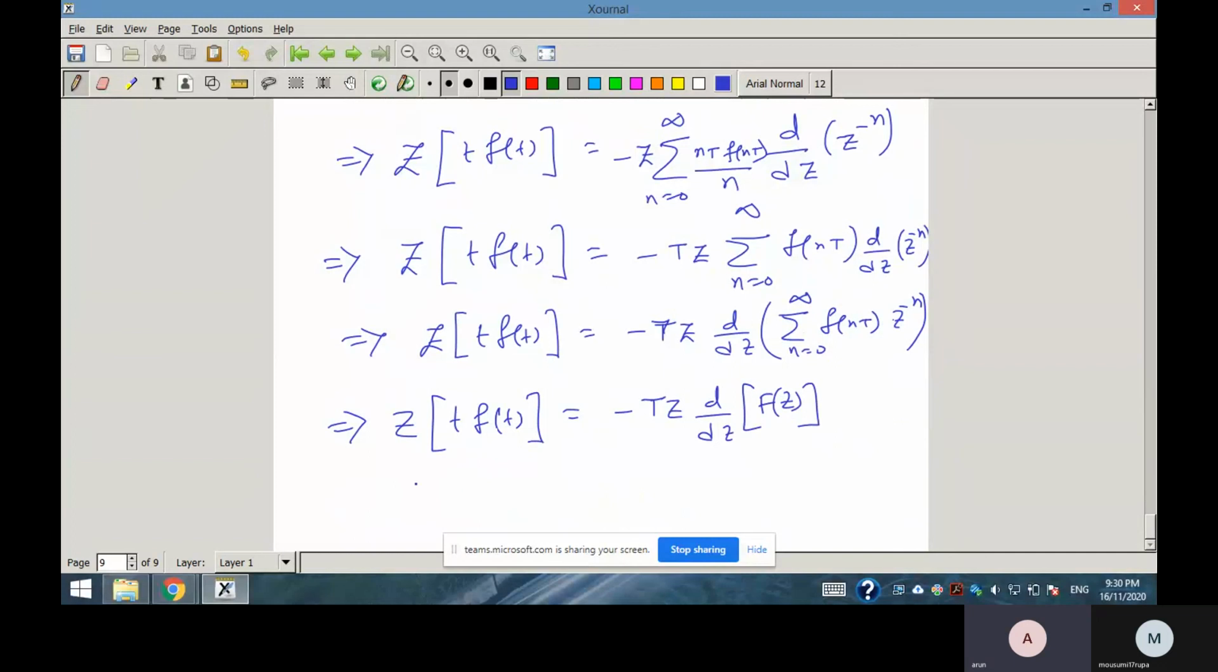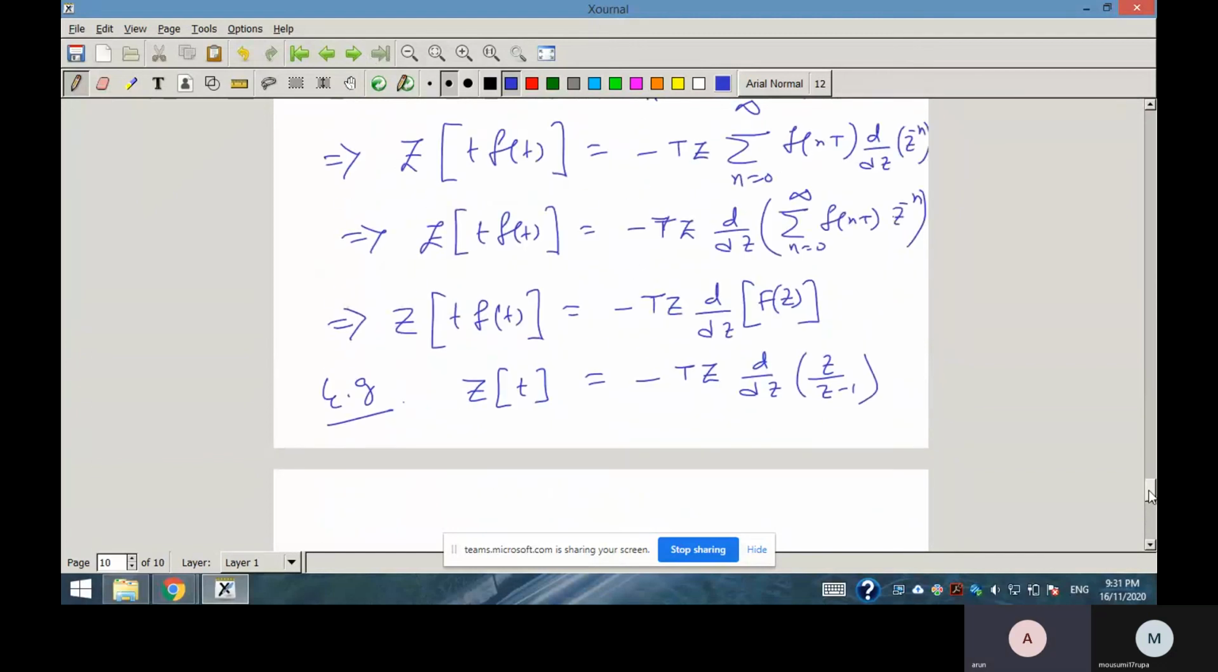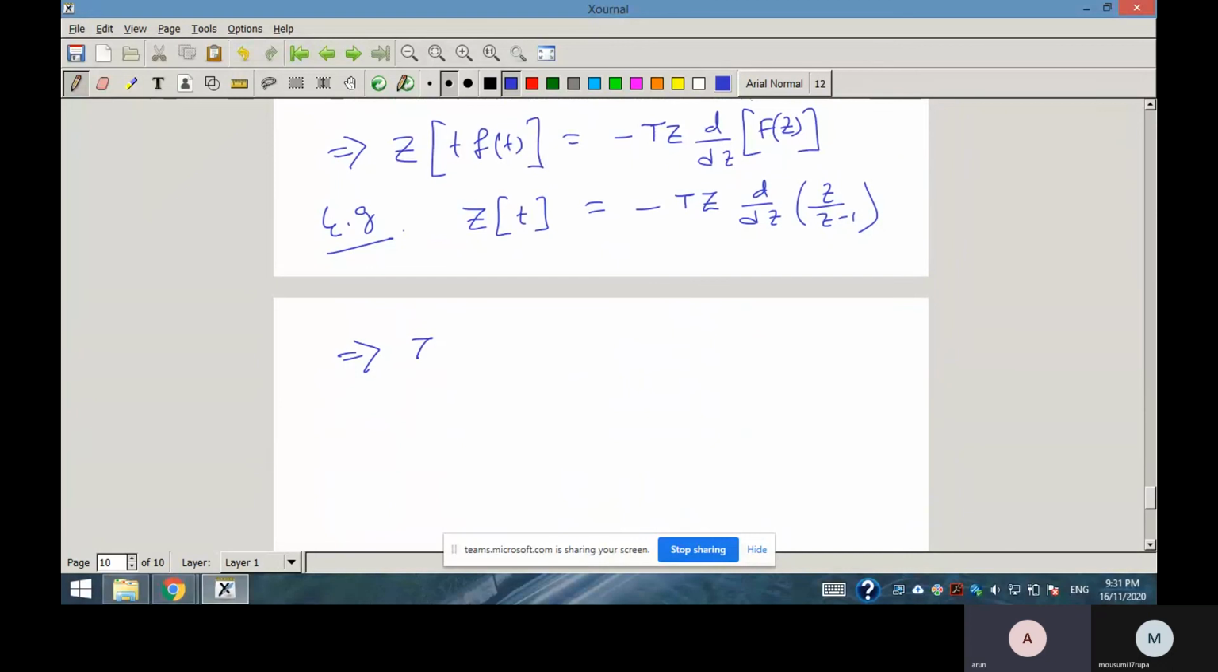Okay. Let us prove, for example, the Z transform of T, the ramp signal. So what will be the Z transform of the ramp signal? As per this relation, it will be minus Tz into dtz of F(z). What is your F(z)? f(t) is 1, so F(z) is z by z minus 1. So it will ultimately be, this will imply Z transform of T is equal to Tz by, you can easily verify, (z minus 1) square.